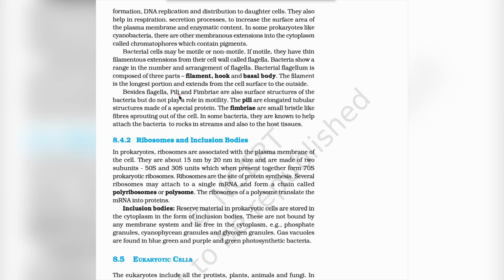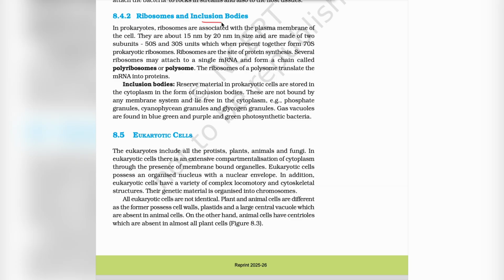Besides flagella, pili and fimbriae are also surface structures of the bacteria but do not play a role in motility. The pili are elongated tubular structures made up of a special protein. The fimbriae are small bristle-like fibers sprouting out of the cells. In some bacteria, they are known to help attach the bacteria to rocks in streams and also to the host tissues. Ribosomes and inclusion bodies.